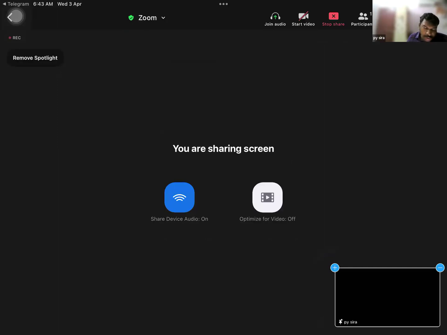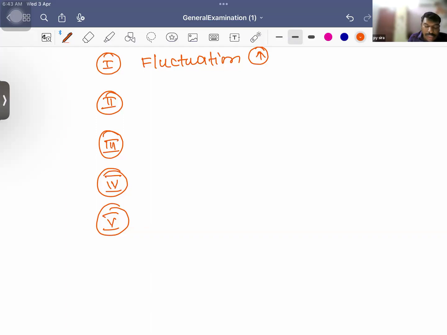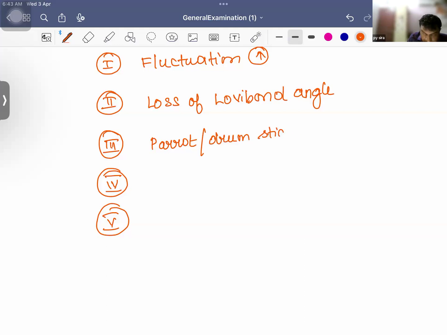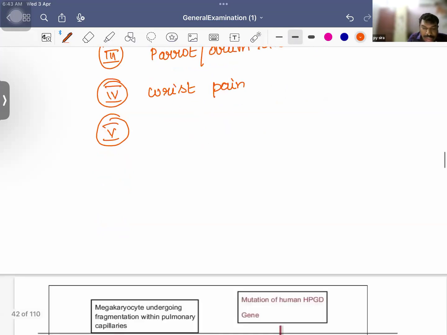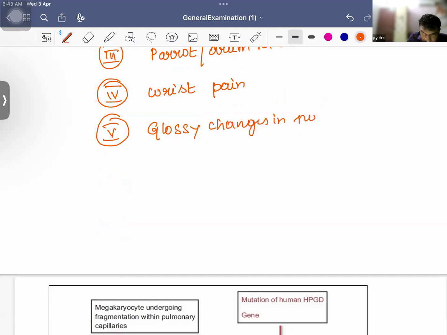Now coming to the first grading, which is fluctuation. Then second is loss of Lovibond angle. Third one is parrot beaking or drumsticking. Then fourth is pain along the ends of long bones, that is wrist pain. Grade 5 is glossy changes in the nail and skin with the striations.